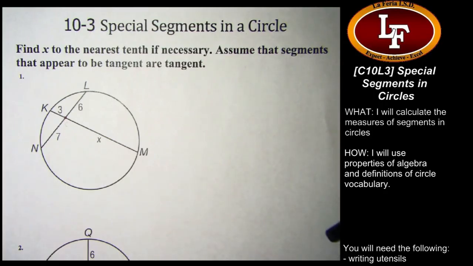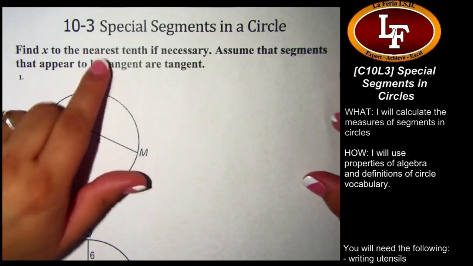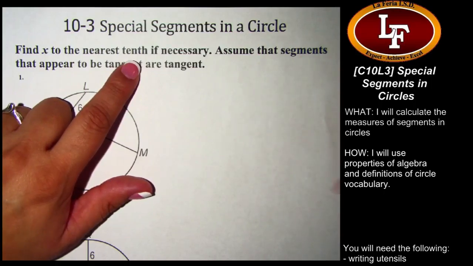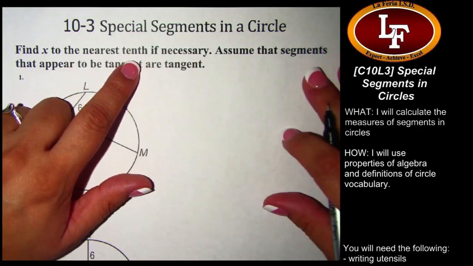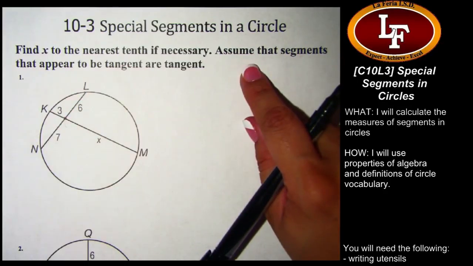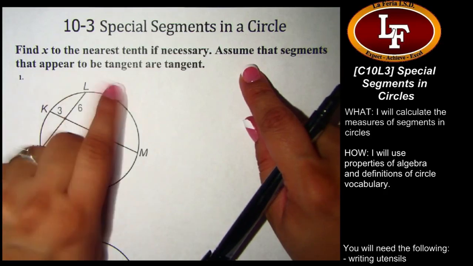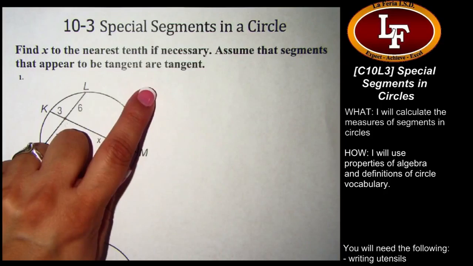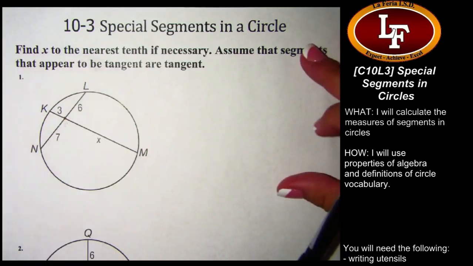Okay, so they want us to find the value of x. If I can have your attention, please. Thank you. We're looking for the value of x in each of these circles. We need to round it to the nearest tenth if we have to. If we don't, then don't worry about it. And we need to make an assumption. That means we're just going to go with it, don't prove it. Anything that appears to be a line tangent to the circle is a line tangent to the circle. All right? Let's look at number 1.